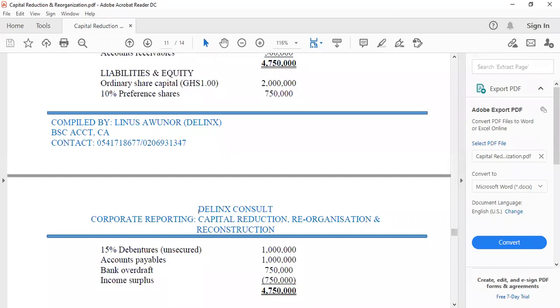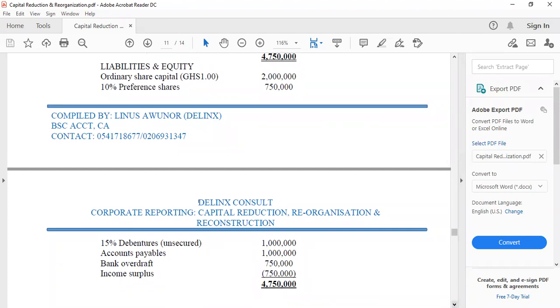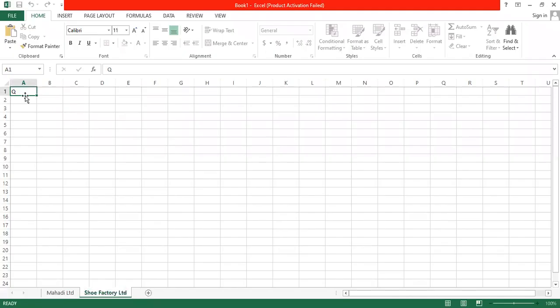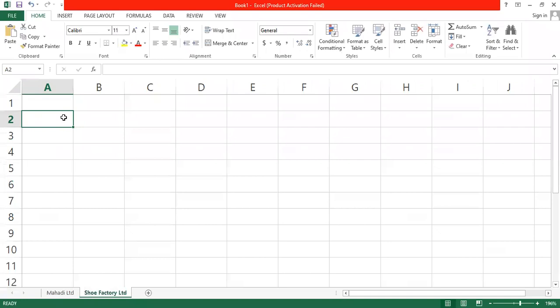In the event of a forced sale, the assets would probably raise the following amounts. PPE. So in the event of a forced sale, that is liquidating, isn't it? Okay, the forced sale is the liquidation. So let me make it liquidation options, so that we go with the liquidation first. So what will be the proceeds from the assets?